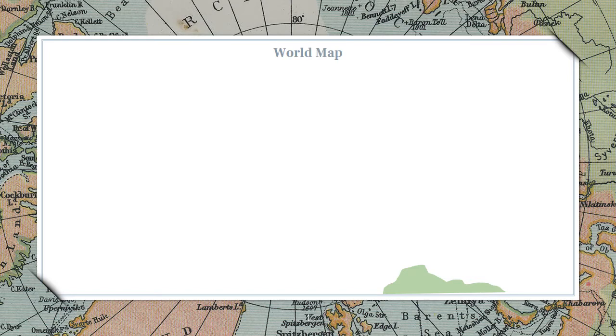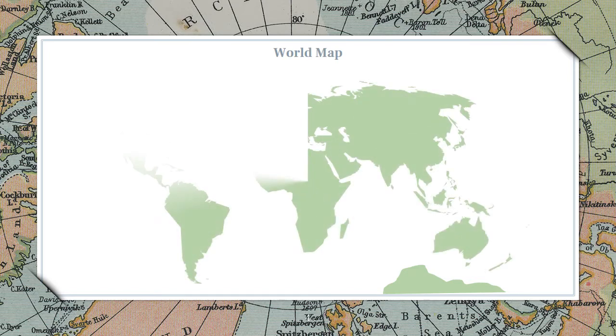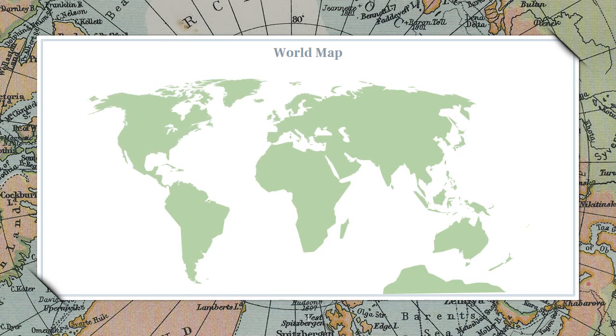Let us understand this more through this world map. This is a world map showing the continents and oceans. The green part will show the land and the white part will show the water here. The green part also reflects different continents, and we shall learn the names today.